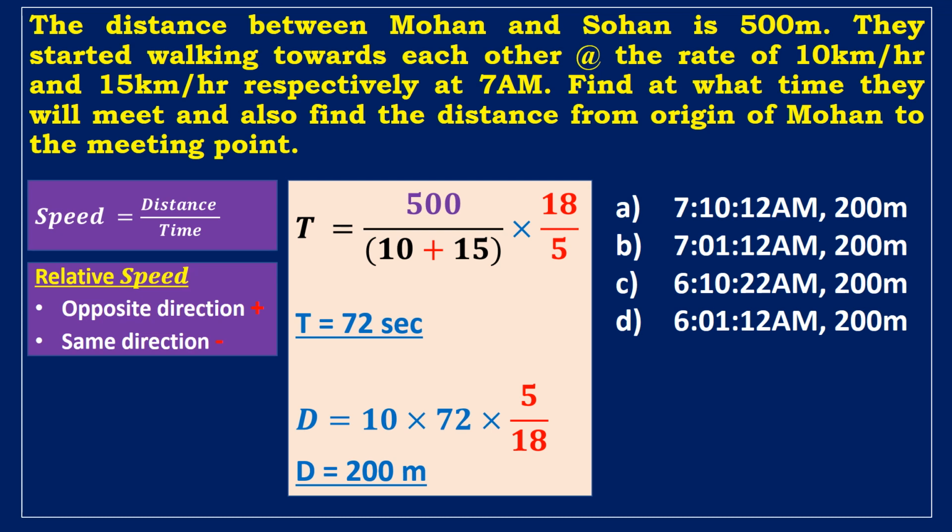It is noticed that the distance is expressed in meters but the speed is expressed in kilometers per hour. As a result, multiply by 5 by 18 to convert kilometer per hour to meter per second. The time required to travel 500 meters is 72 seconds. The distance from Mohan's origin to the meeting point is 10 into 72 into 5 by 18 equals 200 meters. As a result, Mohan and Sohan will meet at 200 meters. The correct answer is option B: 7 hours 1 minute 12 seconds, and 200 meters.